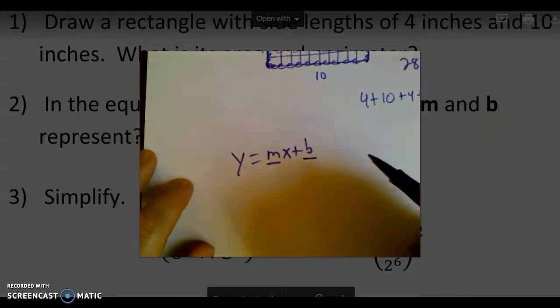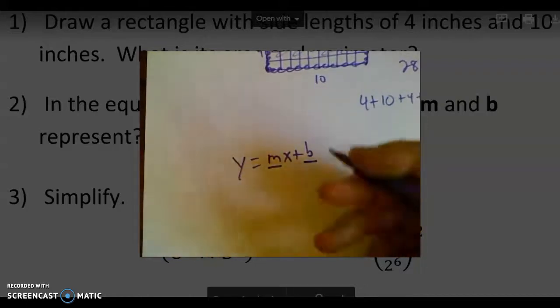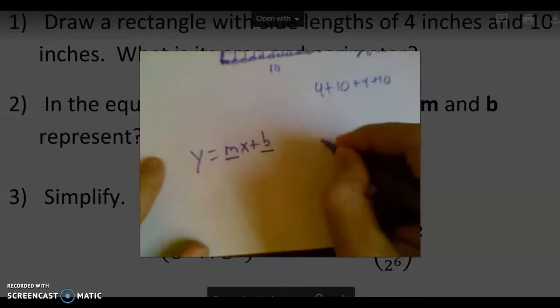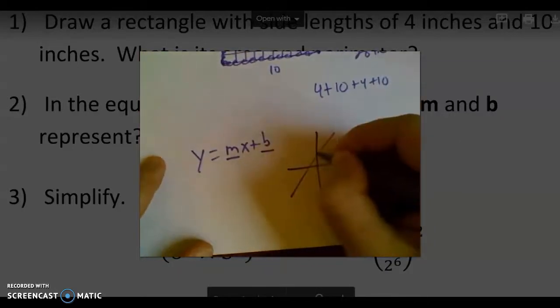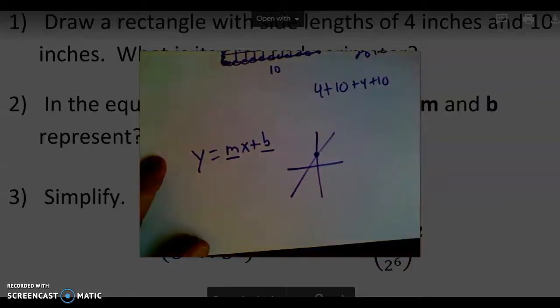And b is the y-intercept, which really means your starting point. So if x had a value of 0, how much would you have at that point? That's the value of b. It's also, of course, where your line crosses the y-axis. It's known as the y-intercept on a graph.